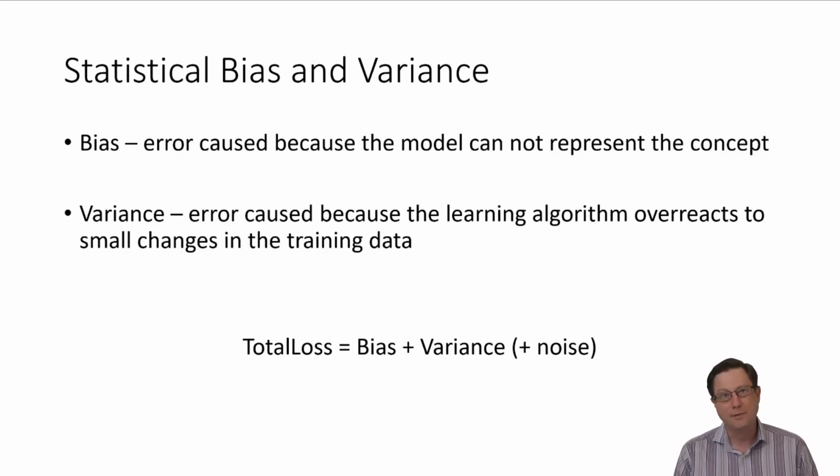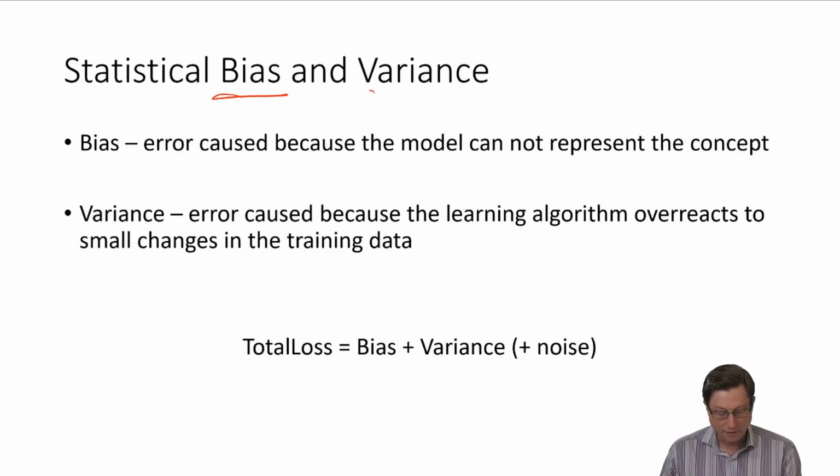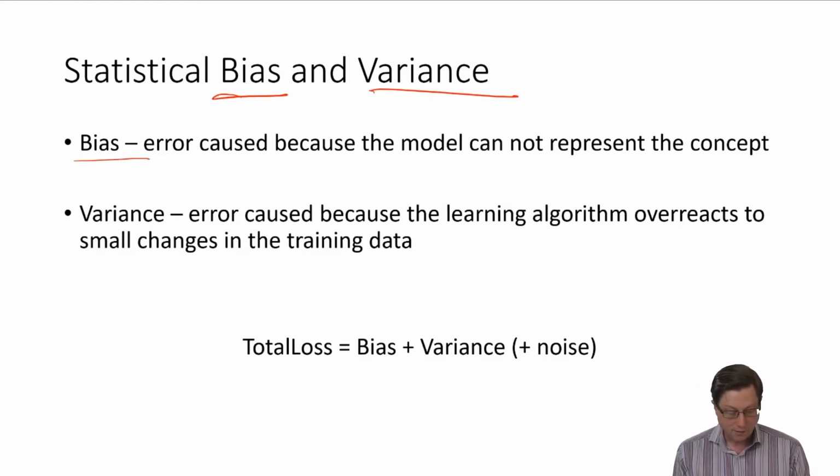Now we're going to talk a little bit about types of errors that your modeling process or your model can make. It's very common in statistics to say that there are two types of errors: bias errors and variance errors. Bias errors are caused because the model that you have cannot represent the concept at all. It's impossible to represent it. So every error that comes because you can't represent truth, you would call a bias error. It may not necessarily be easy to measure those.